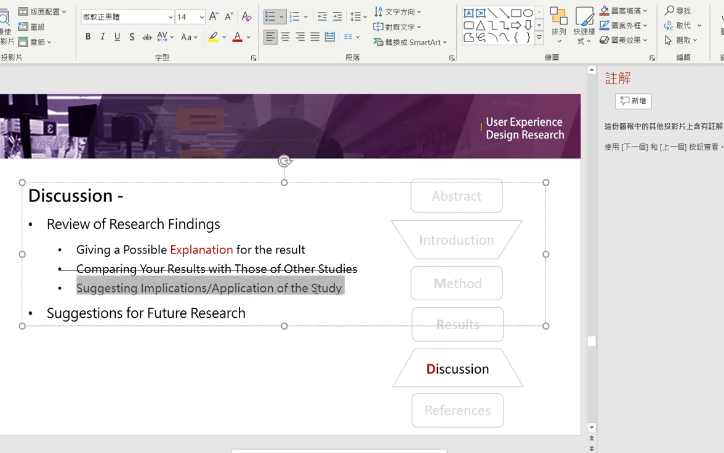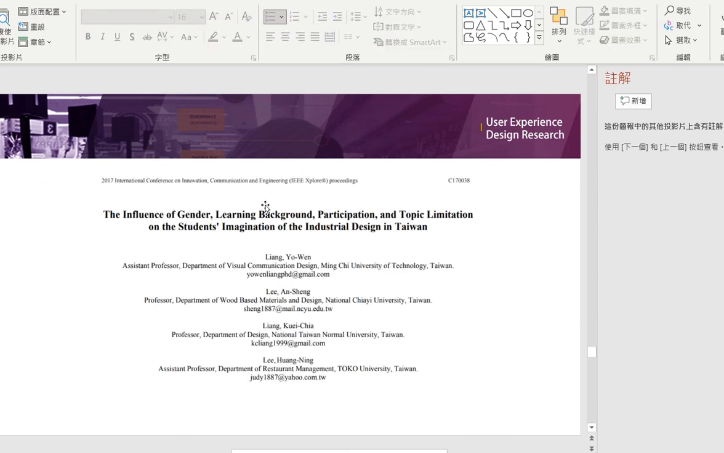Then suggesting the implications and application of the study, and suggestions for future research. Okay, almost 12 o'clock. I think I talk too much, but it's okay, because it's my responsibility to talk about this, to help you write papers from different aspects. These 2 pages show my conference paper as an abstract. I put it in the cloud space, and after we finish the class I will send you a link and you could download it to review it.